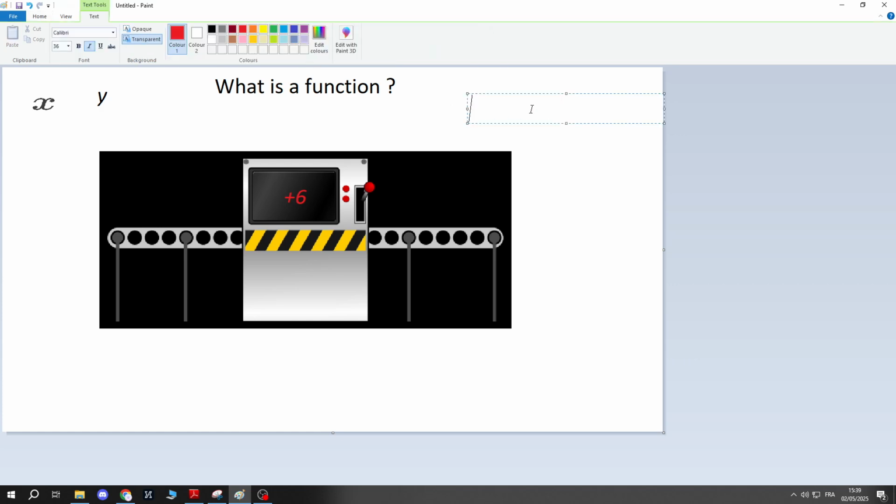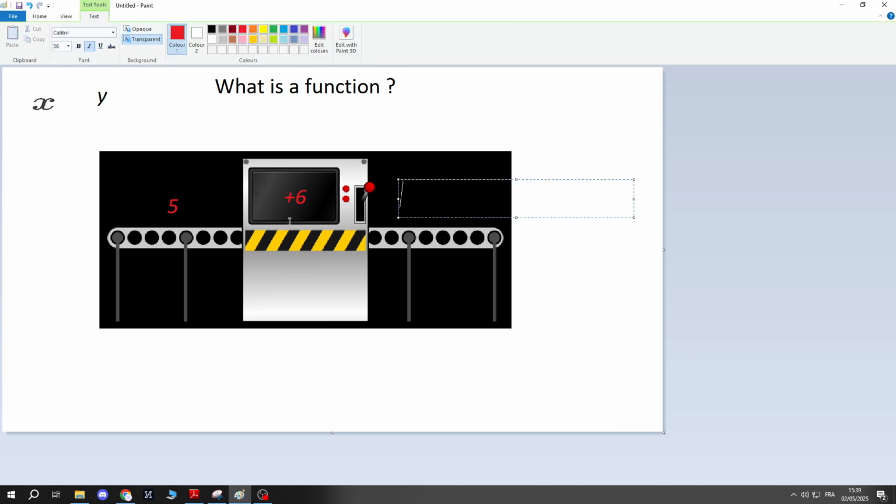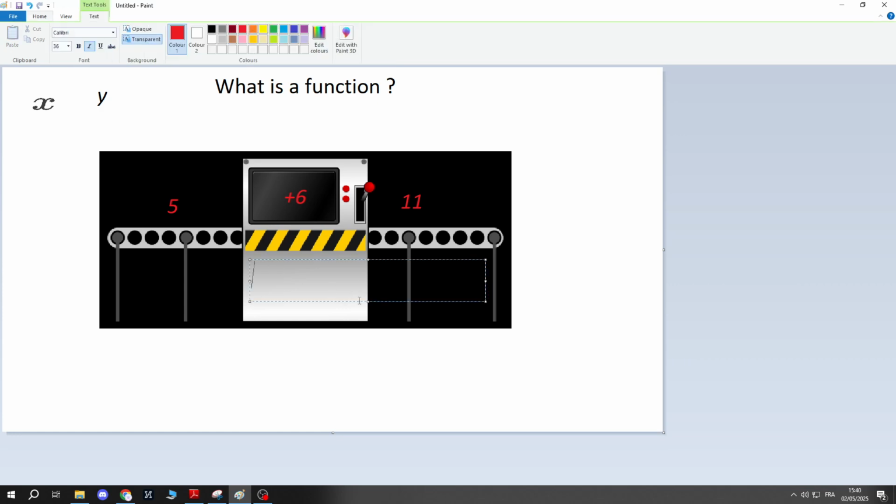So if I, for example, put the number 5 in this machine, it will go through the box and it will come out as 11. And the way that happened is because we added a 6 here. So let's say the function of the machine is to add 6 to whatever number gets put on the conveyor belt.